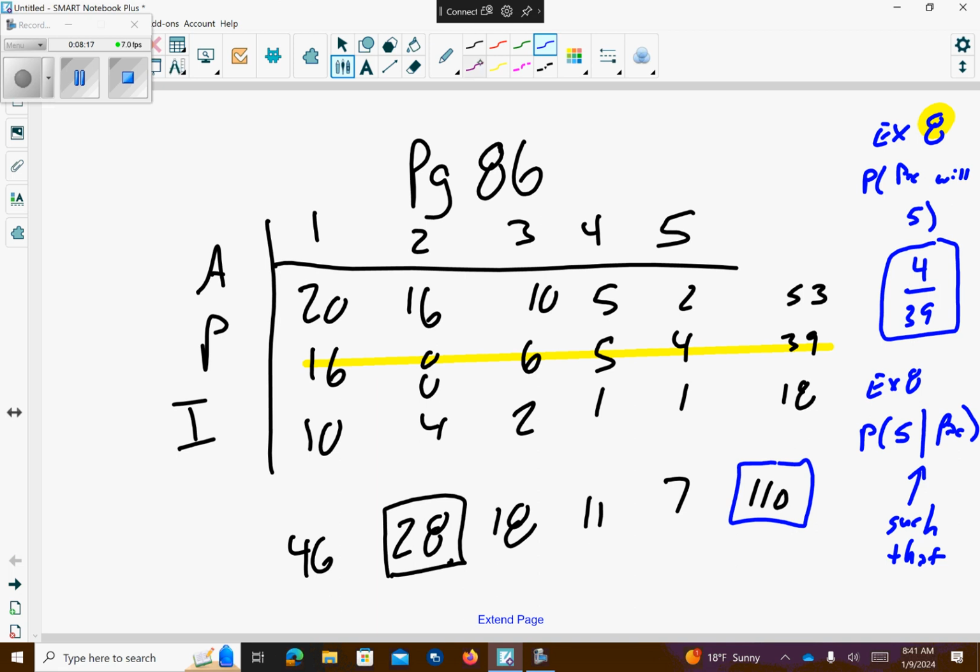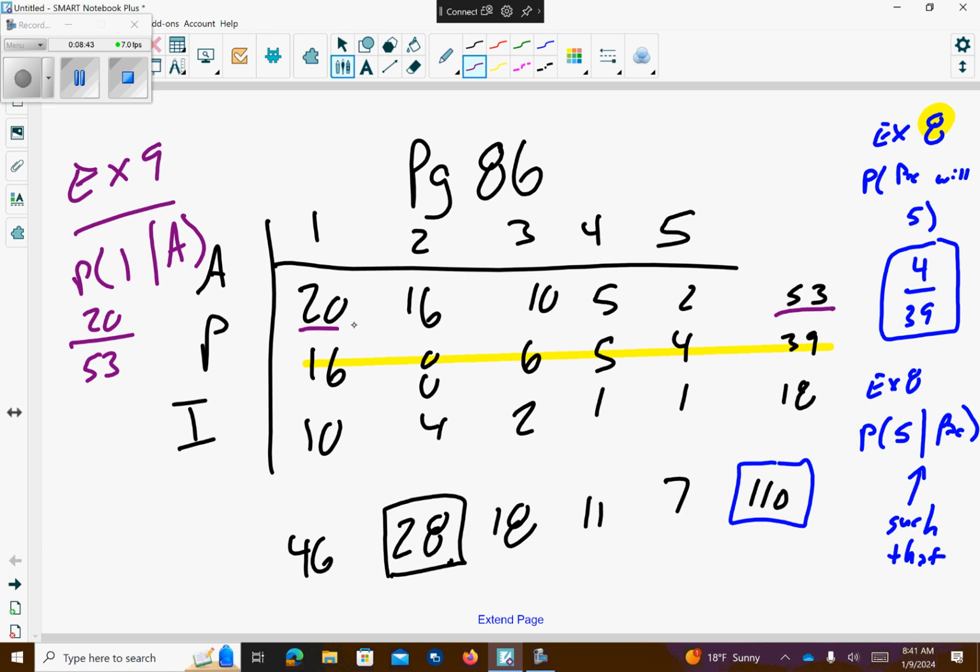Okay? So if you take a look at example 9, example 9 says, probability Category 1 such that Atlantic. Okay, how many hurricanes happen in the Atlantic Ocean? 53. How many of those happen to be a Category 1? 20. So we looked at this as my denominator. This is my numerator.